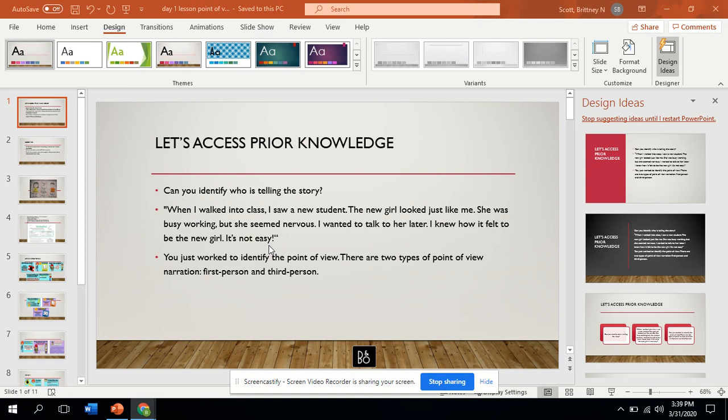Well, believe it or not, you just worked to identify the point of view. There are two types of point of view. There's first person and then there's third person. So right now, we're going to go over the objectives and then we're going to try to figure out the keywords to help us learn point of view.